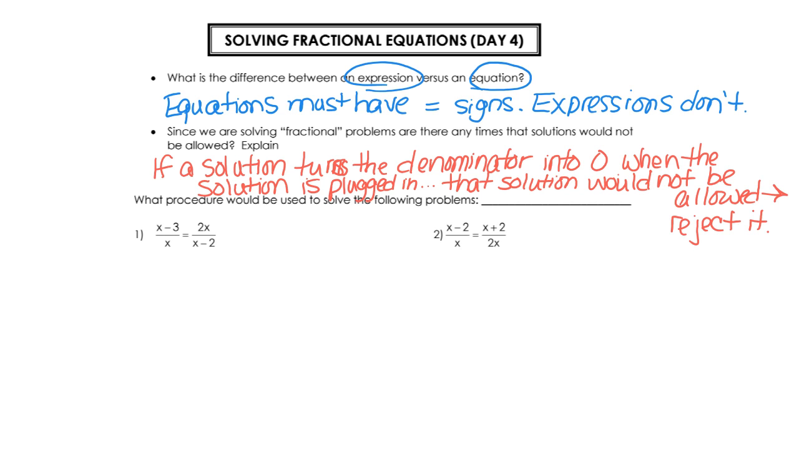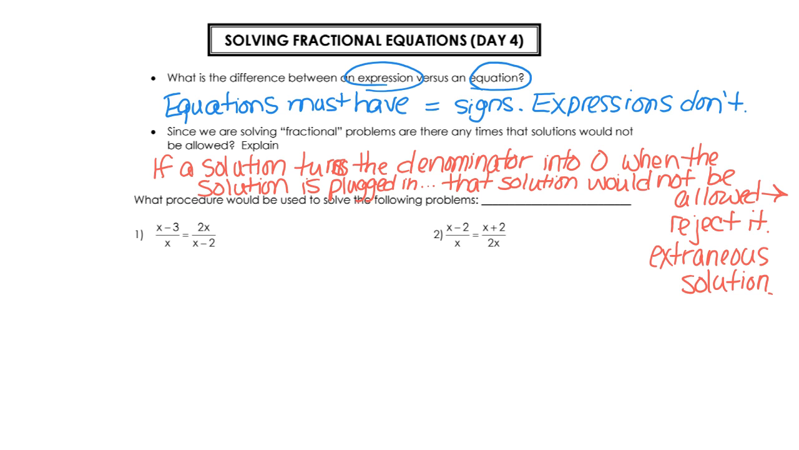Okay? And so that rejected solution would actually be called extraneous. It's an extraneous solution. It's still a solution. However, because it gets rejected, it's an extraneous solution. Okay, so just letting you guys know what it's called.